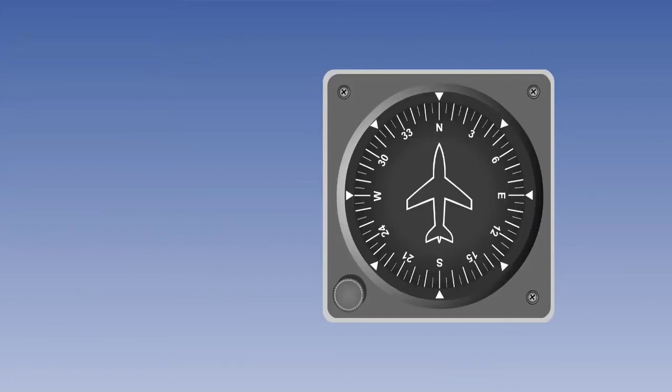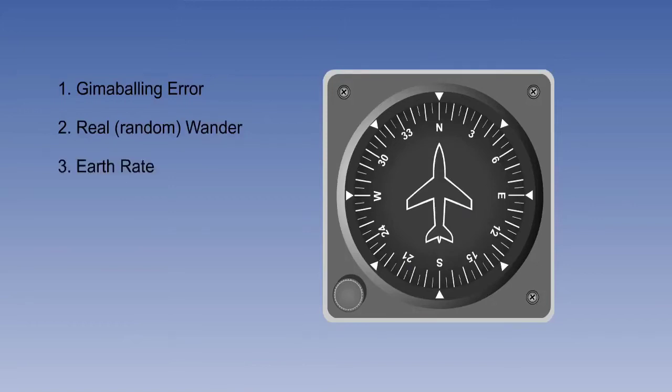The DGI suffers from a number of errors. The main errors we will look at here are gimbaling error, real wander, which is sometimes referred to as random wander, earth rate, errors caused by the effect of incorrect rotor speed on the latitude nut. We shall explain what the latitude nut is shortly, and transport wander. Let's look at each of these in turn.